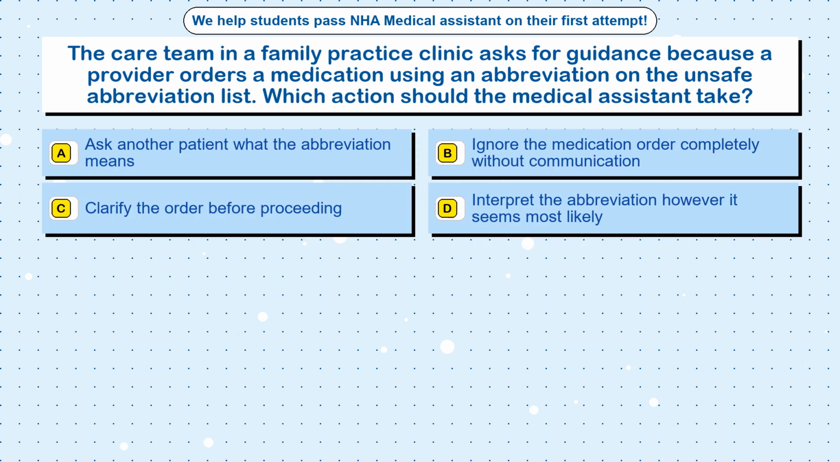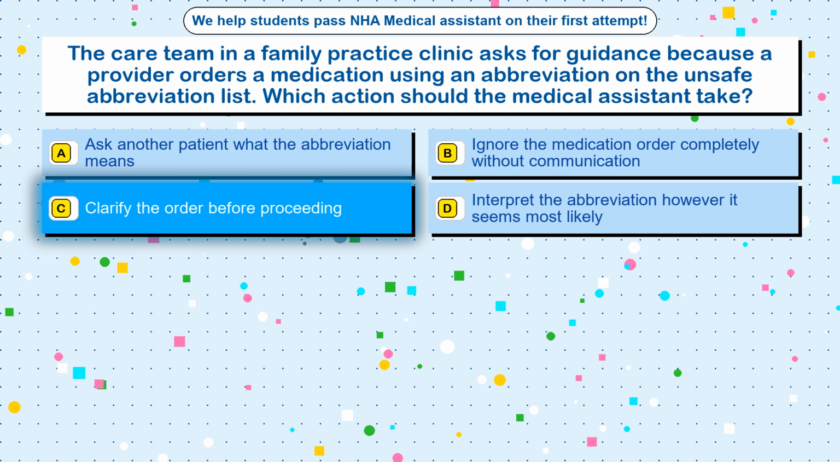Question 43. The care team in a family practice clinic asks for guidance because a provider orders a medication using an abbreviation on the unsafe abbreviation list. Which action should the medical assistant take? Option A. Ask another patient what the abbreviation means. Option B. Ignore the medication order completely without communication. Option C. Clarify the order before proceeding. Option D. Interpret the abbreviation however it seems most likely.